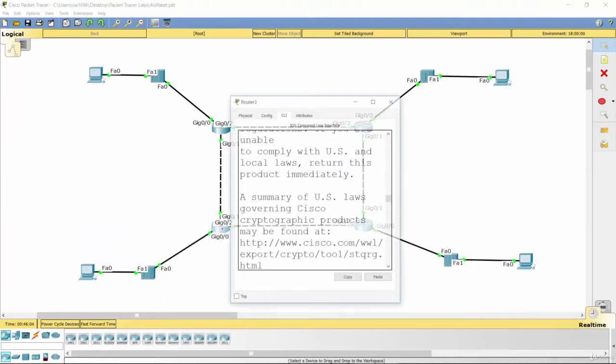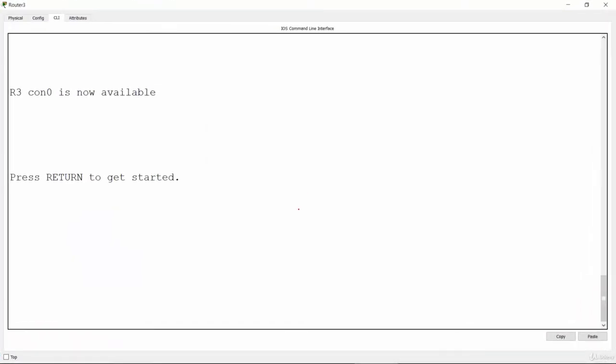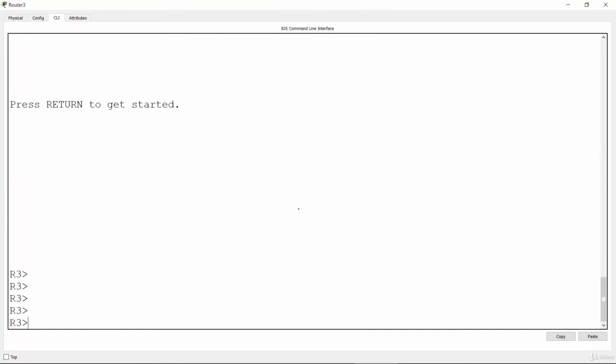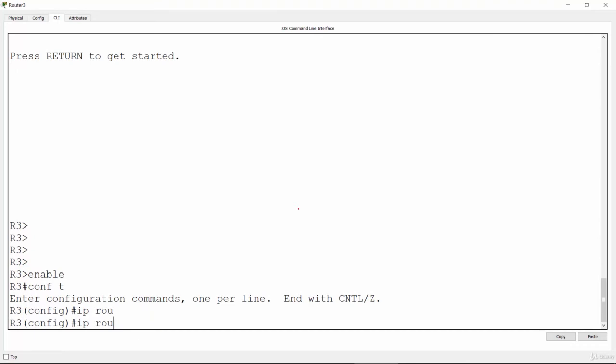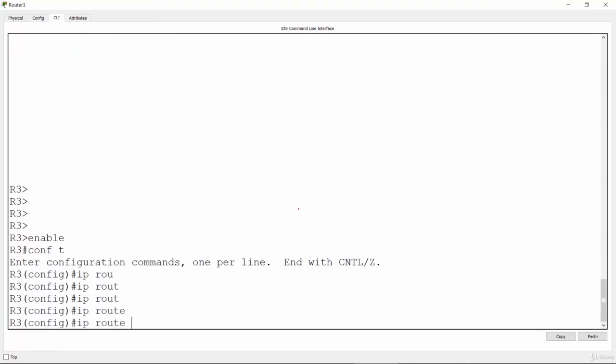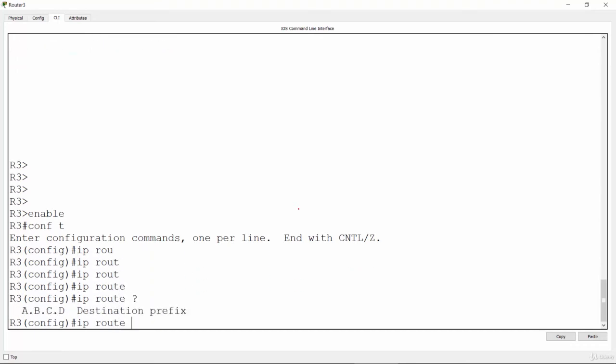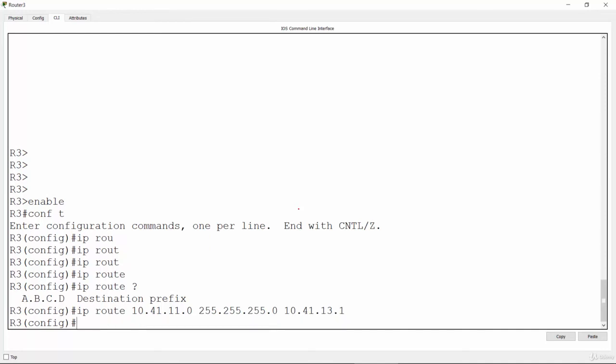Hey guys, please warn me if I make something wrong, okay? Enable config IP routes. Come on man, what's going on with you? IP routes. This is gonna be router 1 this time.